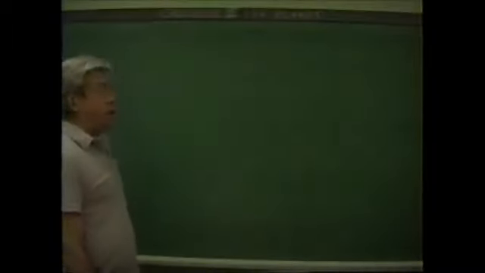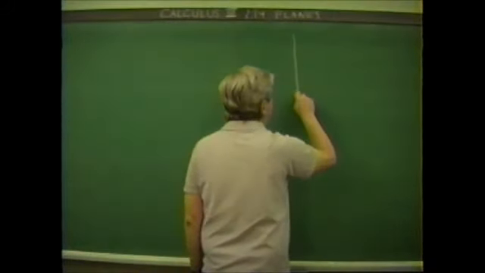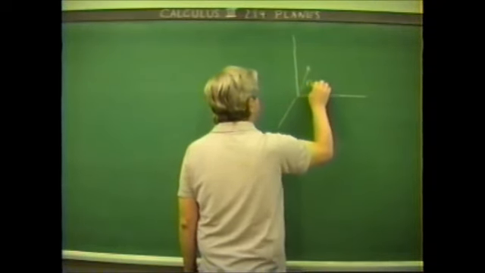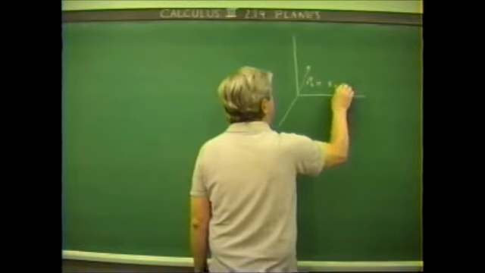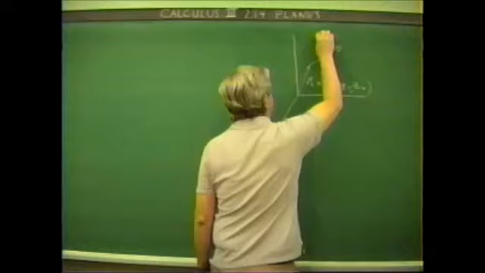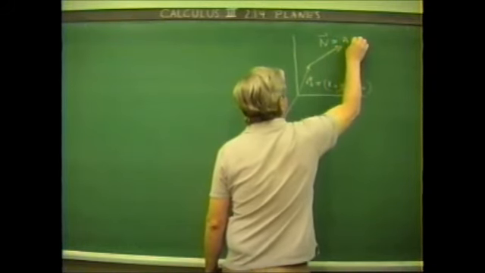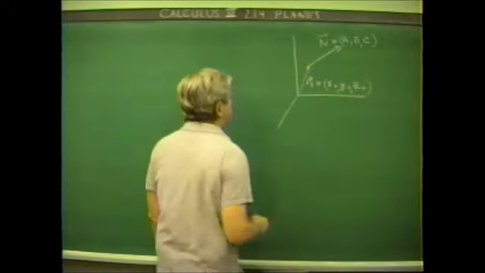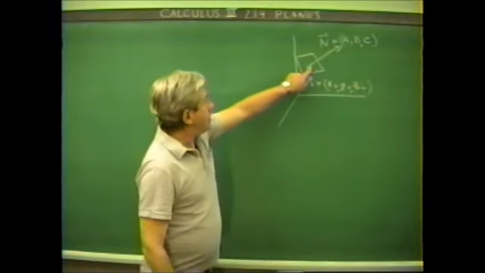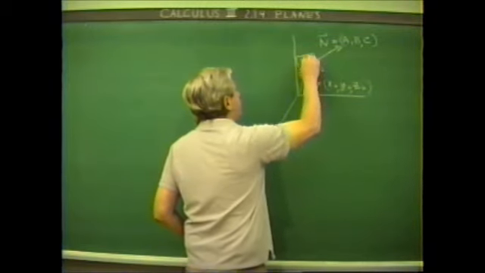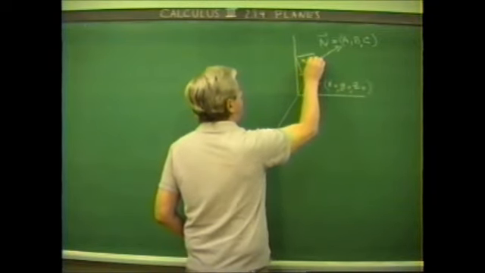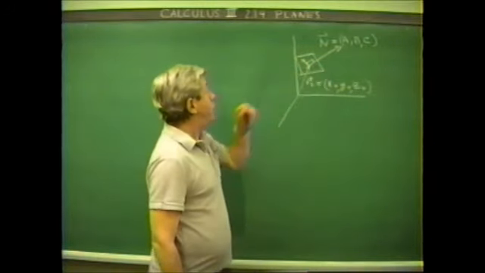Next, I want to know how to represent planes in 3-dimensional space. Given a point in the plane, when we attach it to, and draw the line segment to R naught, these two will be perpendicular. That's to say this vector n is perpendicular to the plane.